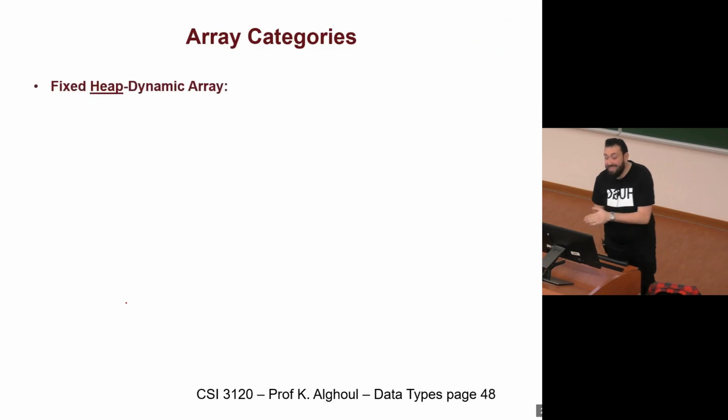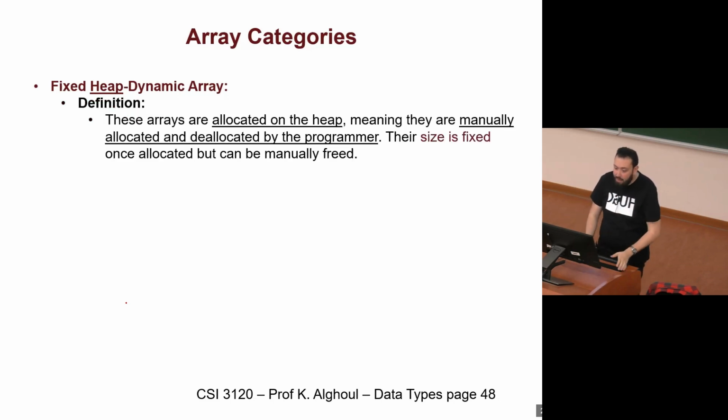Now I have a fixed heap dynamic array. That's another type. Again, I'm underlining heap because I want you to link it. When it comes to heap, now we're talking about the bigger memory, not the scope. So what is the difference between this one and the stack? These arrays are allocated on the heap part of memory, meaning they are manually allocated and deallocated by the programmer, okay?